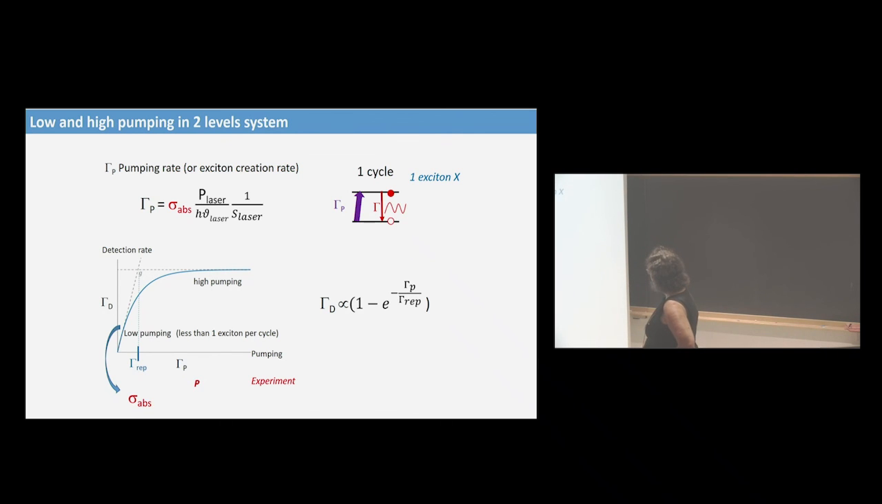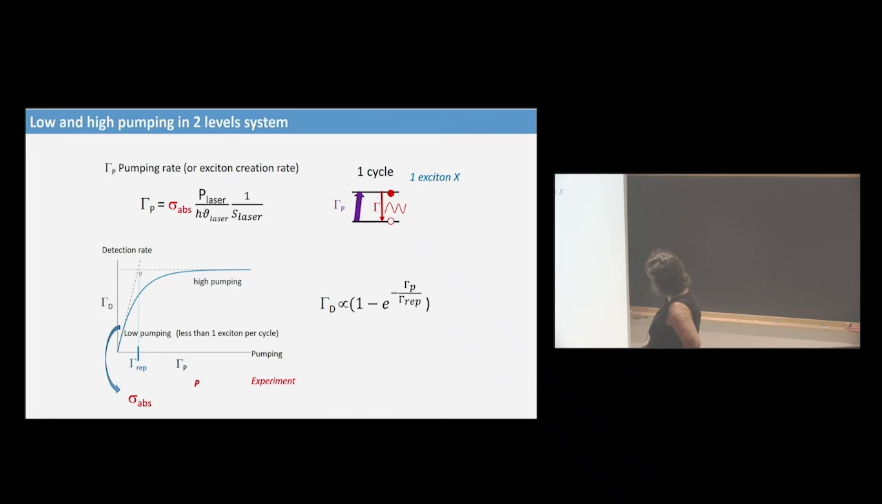So here, we can plot as a function of gamma p the emission of this. As I said, when you are in low pumping, you pump very slowly and then you emit, so you are limited by the pumping, and you start like this. And when you are in the high pumping, once you have excited your exciton, you have to wait for emission. So you have a kind of saturation here. This can be expressed, the number of photons that you detect, gamma d, can be expressed by this function.